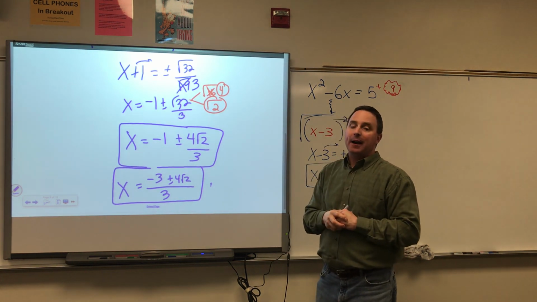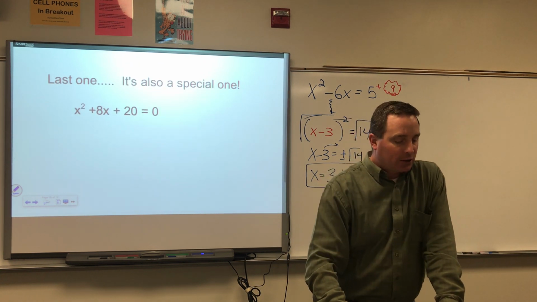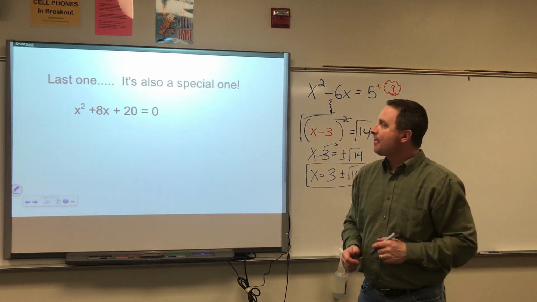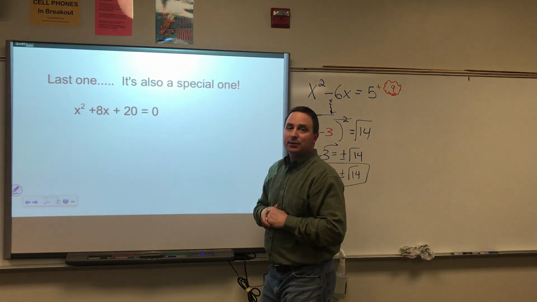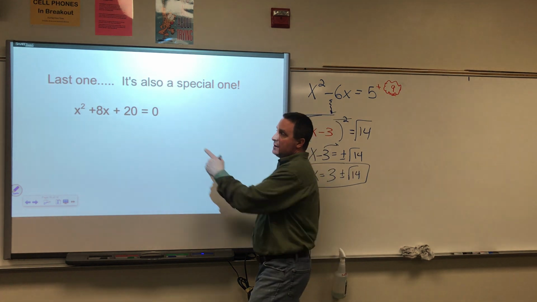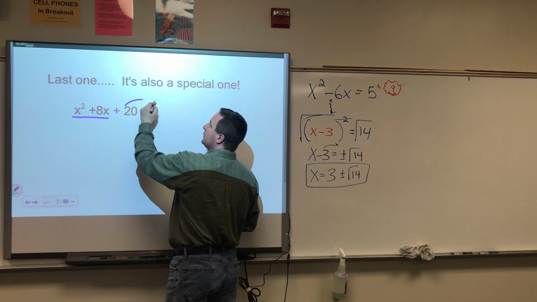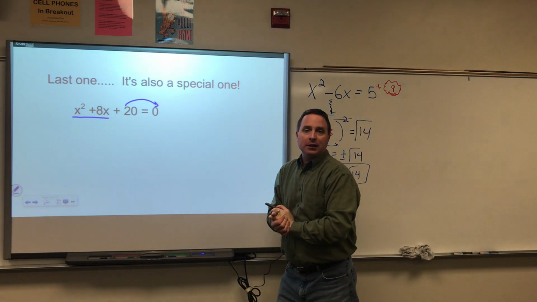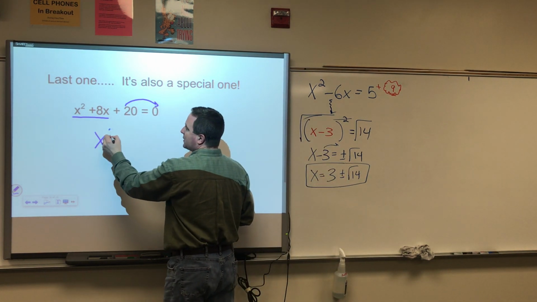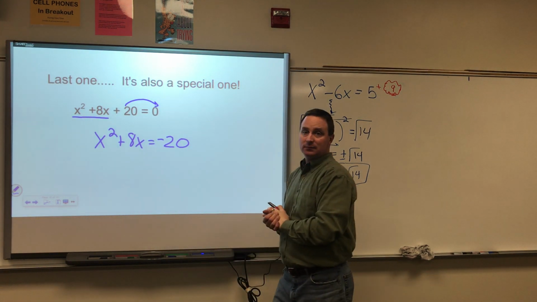Okay, you're not going to see too many fractions. Okay, things are going to be kind of nice for us. Okay, here's our last one that we're going to take a look at. Okay, it's also a special one, so it'd be a good idea to tune in, and might not be a bad idea to write it down as we do it. Okay, well, good news, the coefficient is just a 1. Bad news is I got to move the 20 over. Okay, so let's try x squared plus 8x equals negative 20.